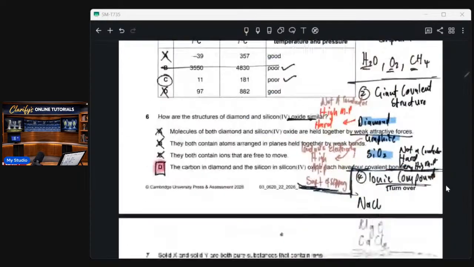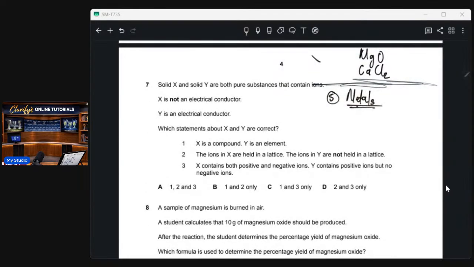Anyway, solid X and solid Y are both pure. X is not a conductor. Y is a conductor. Look, they are solids. The moment you have something being a conductor when it's a solid, either it's metal or it's graphite. So we already know that. Here, look at what they're now saying. Which statements about X and Y are correct?